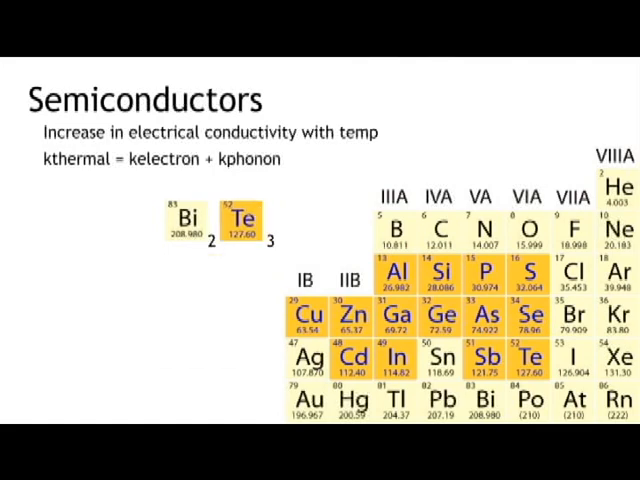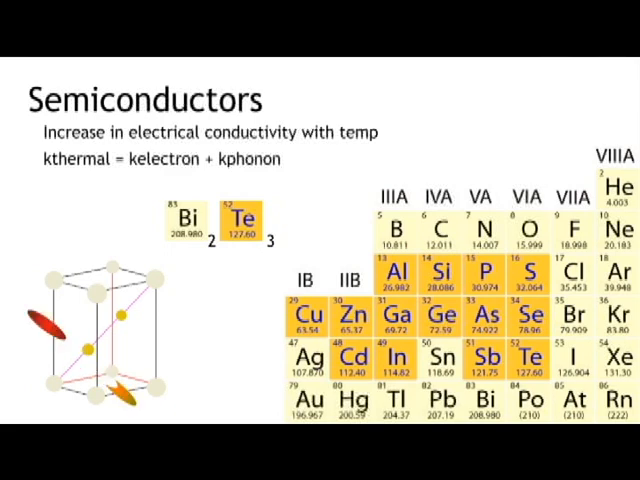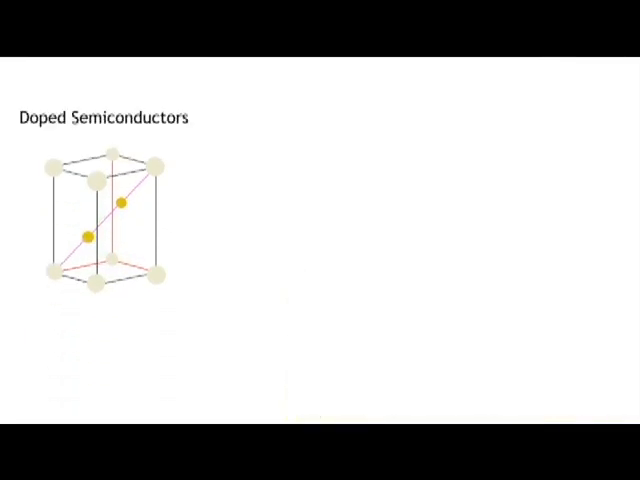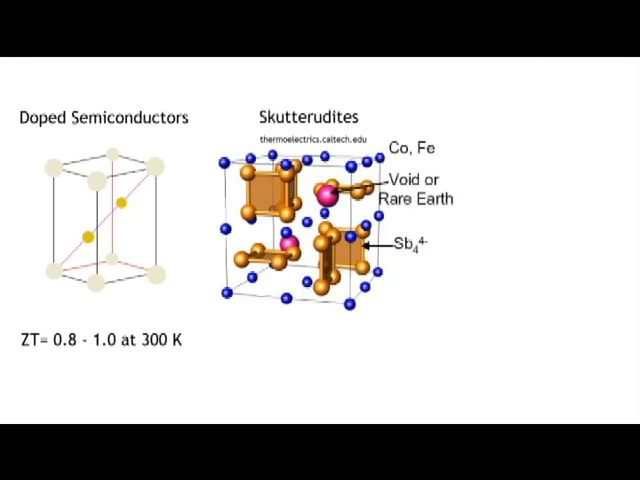Bismuth telluride has often been used as a thermoelectric material. Its rhombohedral lattice allows phonons to move easily. However, doping with antimony, tin, or other impurities introduces defects in the lattice, which will scatter phonons and decrease the thermal conductivity of the lattice, increasing the figure of merit. At room temperature, doped semiconductors yield a figure of merit of 0.8 to 1.